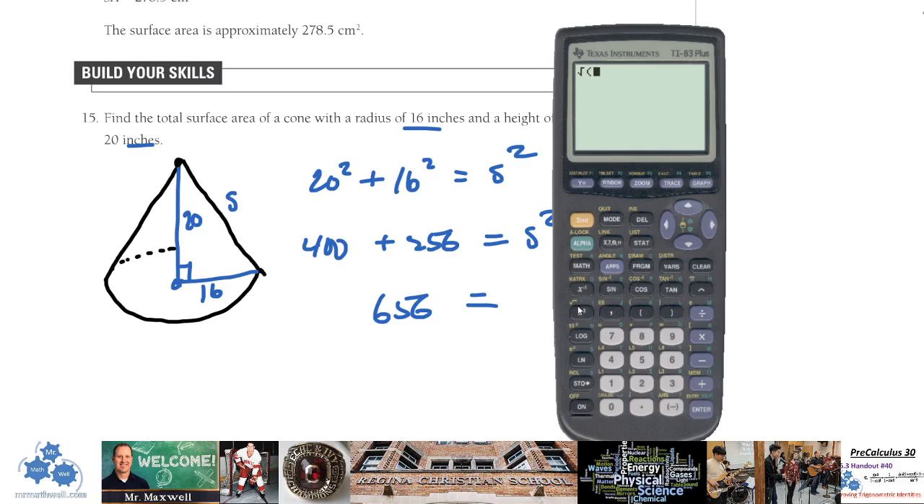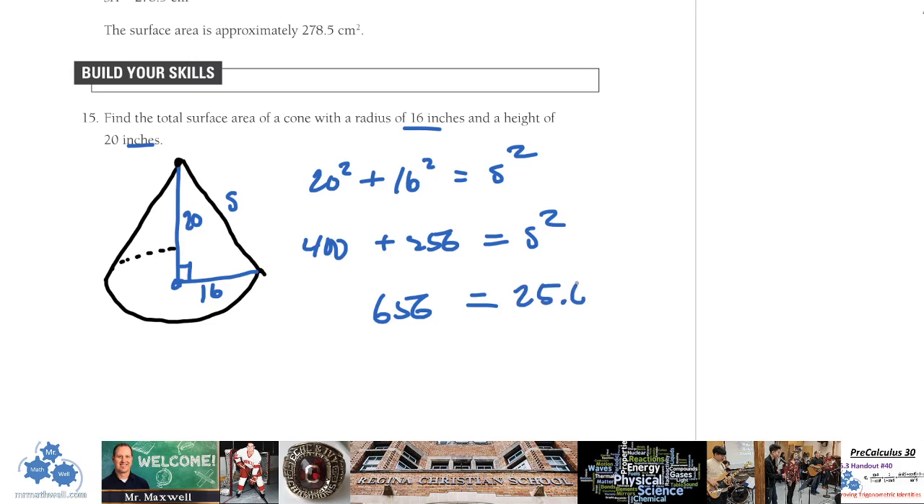The square root of 656 is 25.6. So that's what s is. Now don't get too excited here. Whoops, I'm sorry, s squared is 656. So s is 25.6 inches.